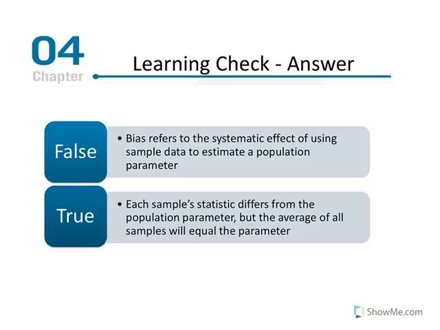Each sample's statistic differs from the population parameter, but the average of overall samples will equal the population parameter. So as long as we take the average of all sample means, that will equal the population mean or the mu. And when it comes to variance, as long as we engage in the proper equation, the unbiased process of computing variance, then that will equal the population parameter or the population variance.